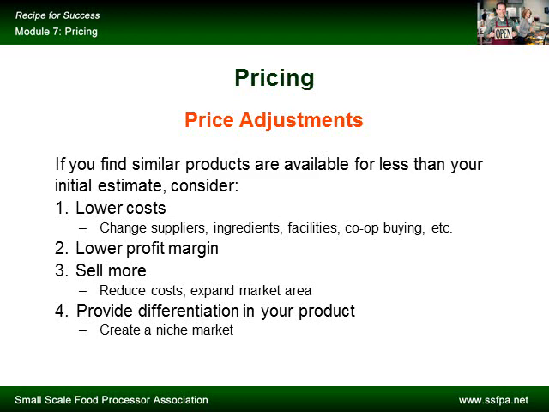Lower costs by changing suppliers, ingredients, facilities, co-op buying, etc. Lower your profit margin. Sell more products by reducing your costs through economies of scale and expand your market area. And finally, provide enough differentiation in your product that the market will pay the extra. Create a niche market.